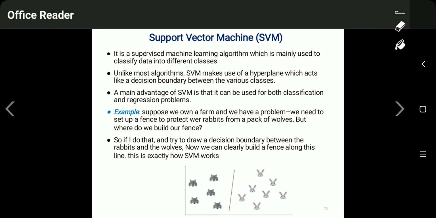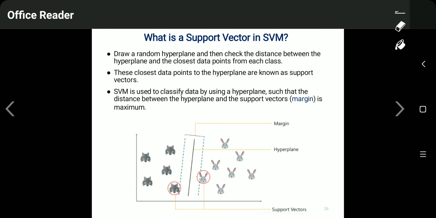Just see here, the first set of animals are the rabbits and the second set of animals are the wolves, and we just want to set up a fence. It means we just want to find a decision boundary, that is the hyperplane. If we draw a decision boundary between the rabbits and the wolves, we can clearly build a fence along this line. This is exactly how the support vector machine works.